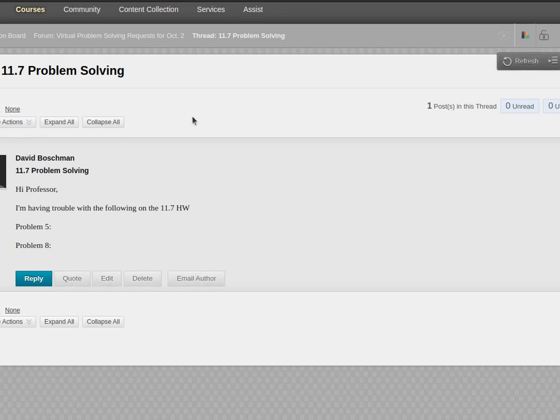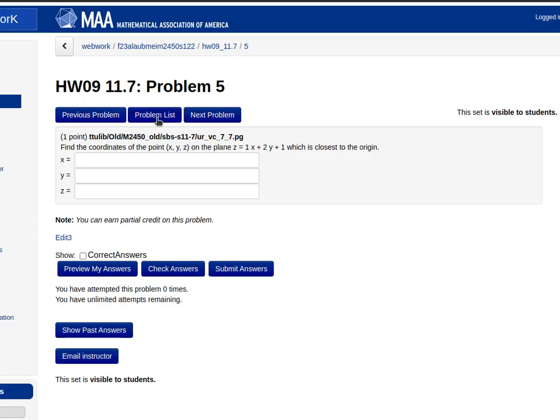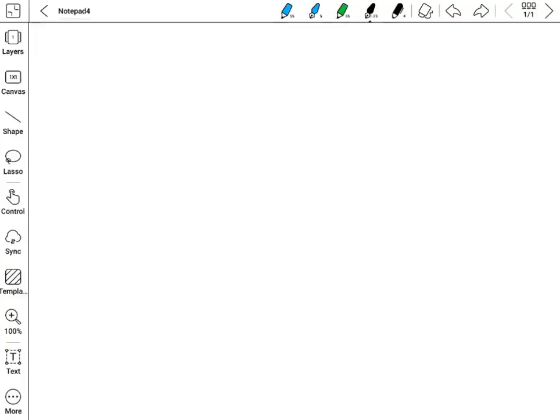The only person who posted requests, and they were for section 11.7, problems 5 and 8. So I'm going to do those right now. Problem 5 is this find the coordinates closest to the origin question that we talked about at the end of class, I think on Thursday. So real quick, I'm just going to go ahead and list those steps again.